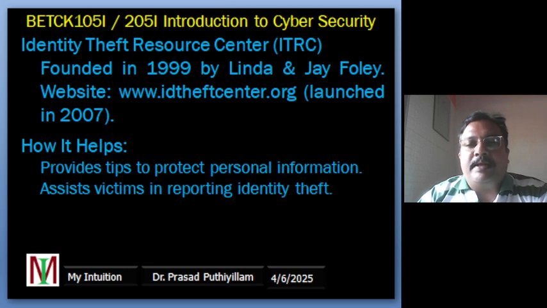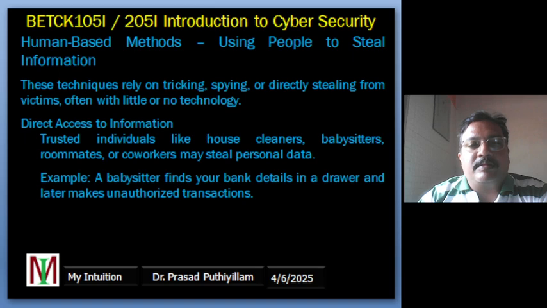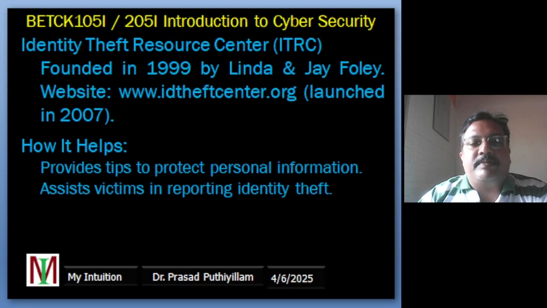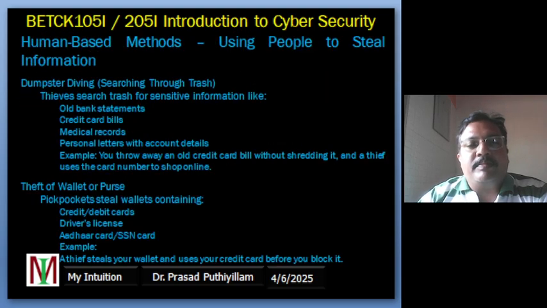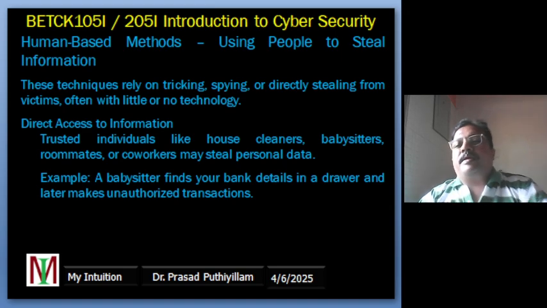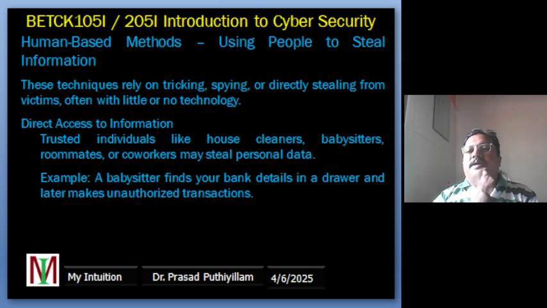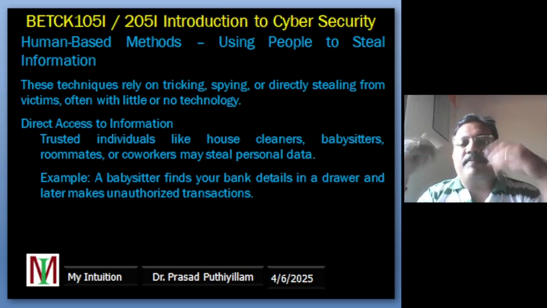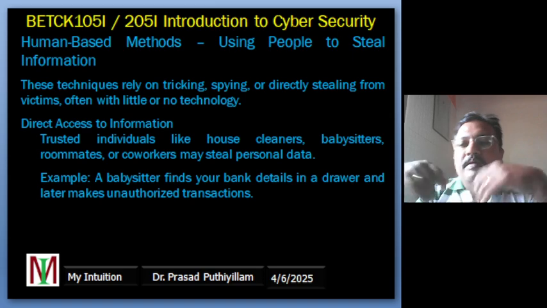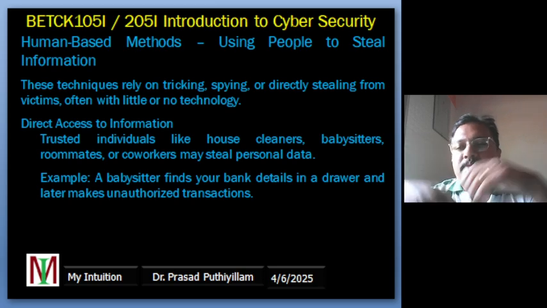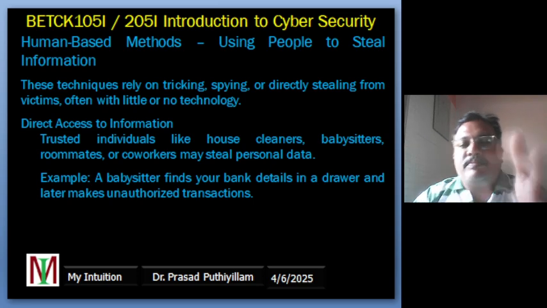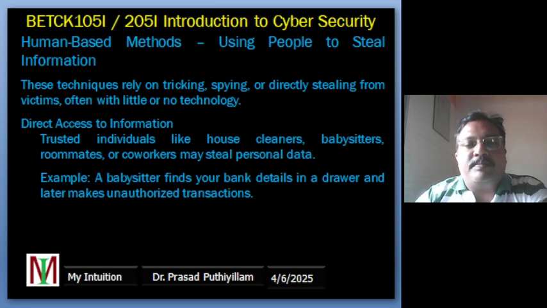Now the techniques of identity theft. Identity theft happens when someone steals our personal information, or they commit a fraud or do some crimes. There are two types, human based as well as computer based. So we'll see both the human based as well as the computer based.